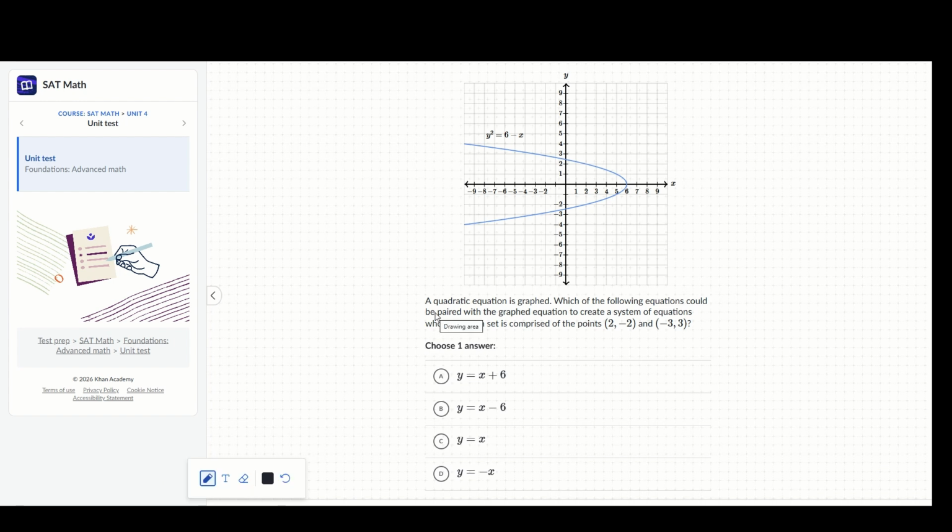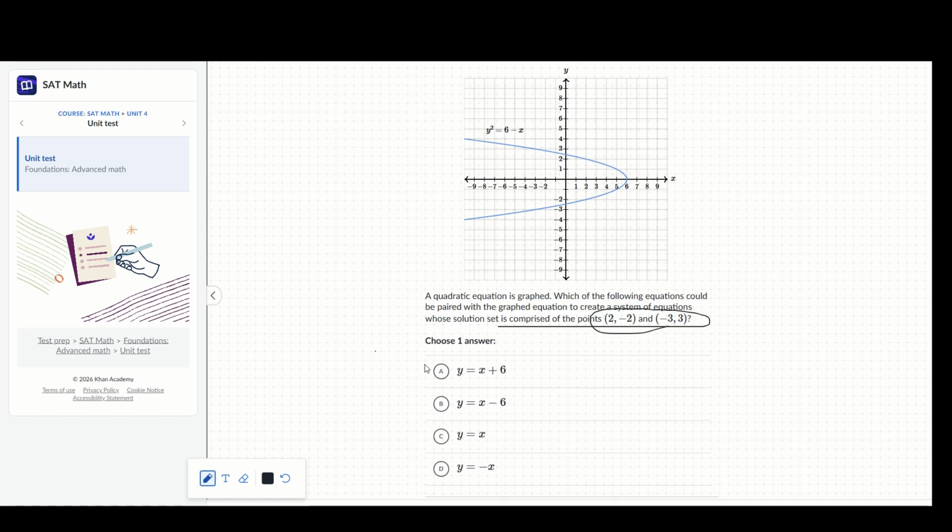Yep, next. A quadratic equation is graphed. Which of the following equations could be paired with the graphed equation to create a system of equations whose solution set is comprised of this one? Okay, can we check it?